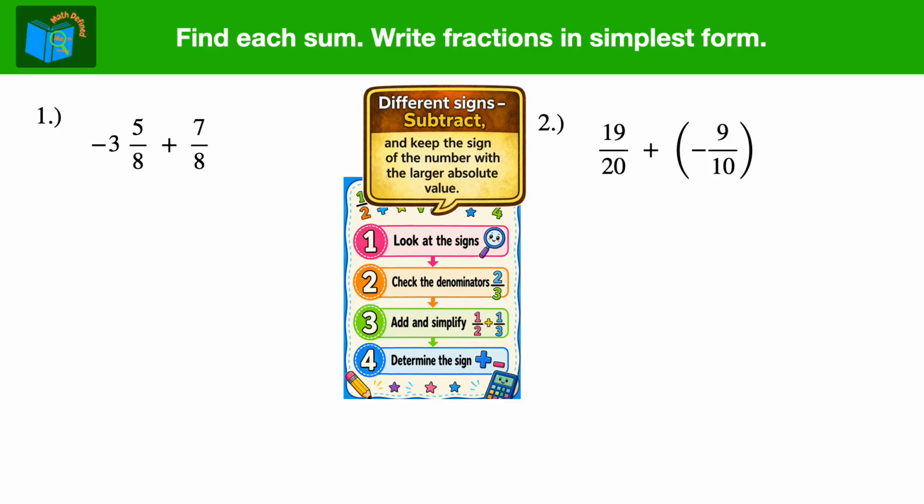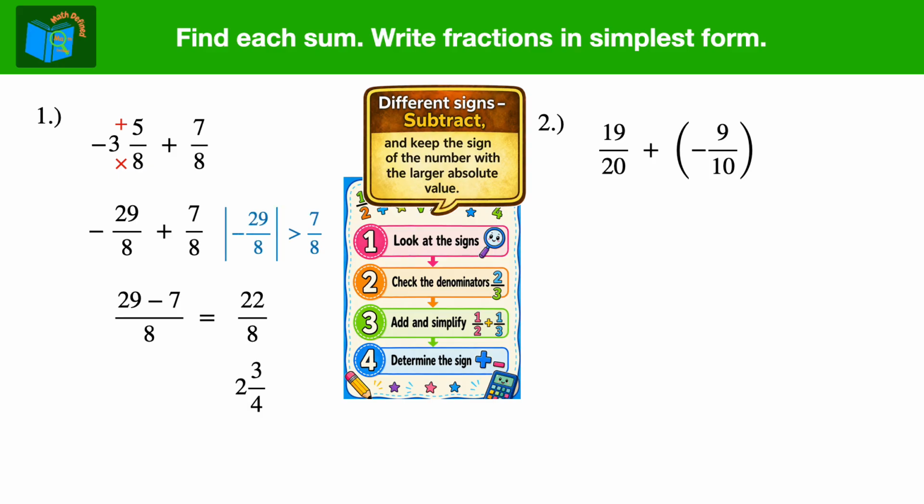All right, let's check number 1. Negative 3 5/8 plus positive 7/8. The signs are different, so we subtract. But first, let's get rid of this mixed number by writing it as an improper fraction. Negative 29/8. Now we can subtract the numerators. 29 minus 7 is 22/8, which can be simplified to 2 3/4. The last step is to determine the sign. The absolute value of negative 29/8 is greater than 7/8, so the sign will be negative, negative 2 3/4.